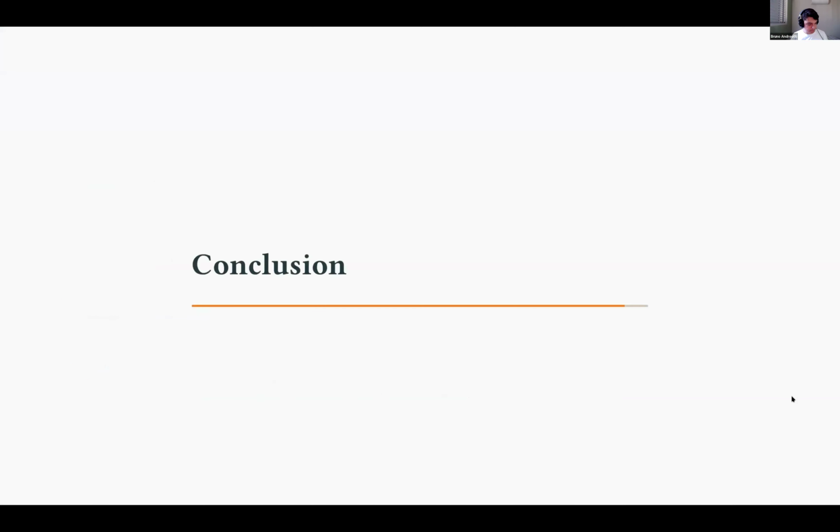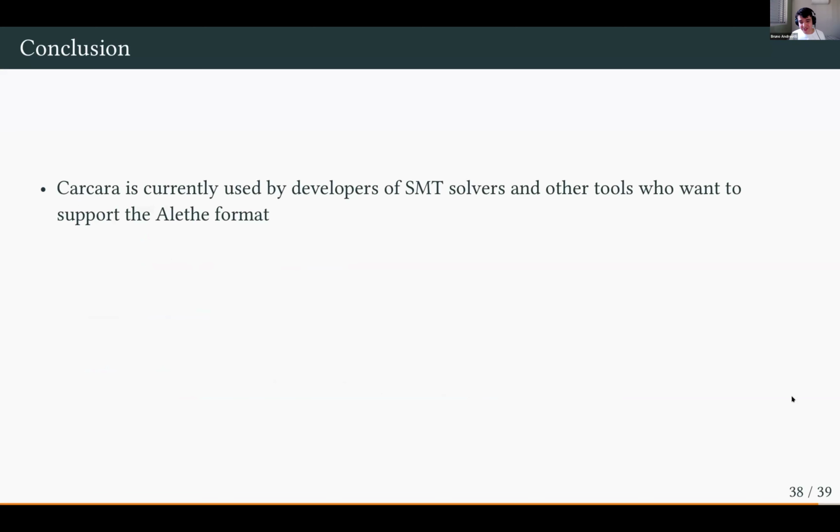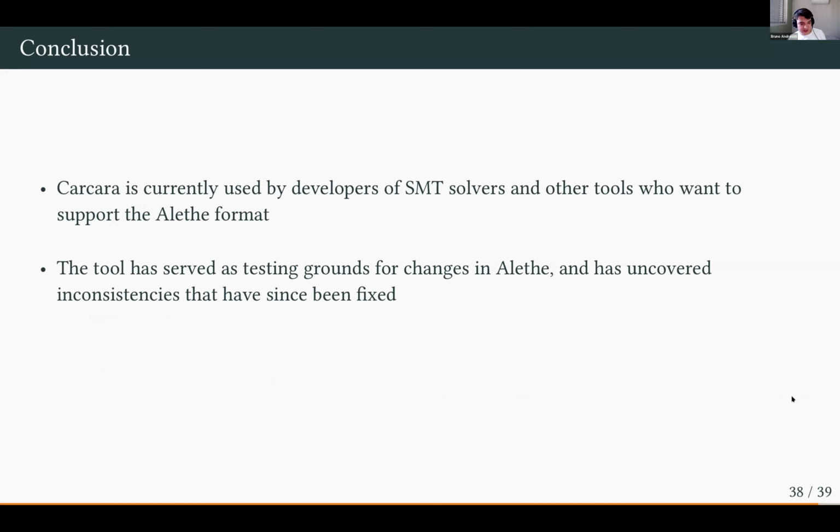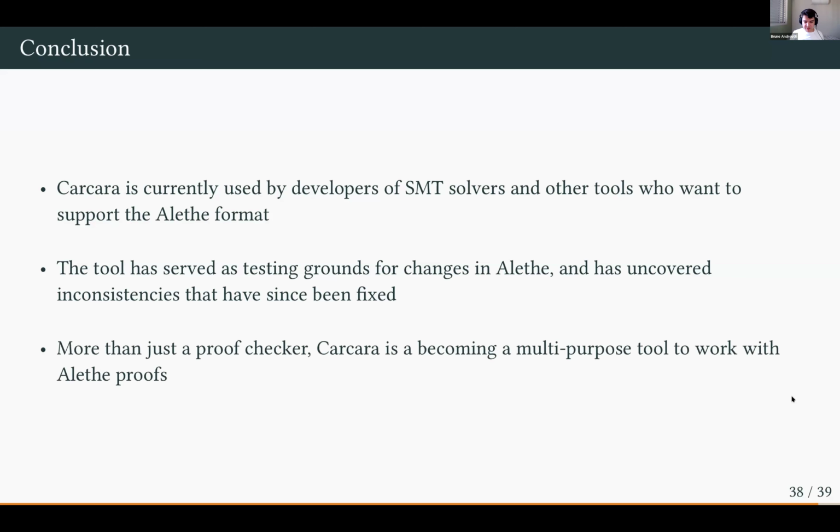So, to wrap up, Carcara is currently used by developers of both SMT solvers and some other tools who want to add support for the Alethe format to their tool, which is really cool. Carcara really helps in debugging and in this process in general. It has also served as testing grounds for the format as a whole. Carcara has even uncovered some inconsistencies that existed in the format that have since been fixed. And in general, especially with this more recent work, Carcara is becoming much more than just a proof checker or a proof elaborator, and is really becoming a multi-purpose, all-in-one tool to work with Alethe proofs.